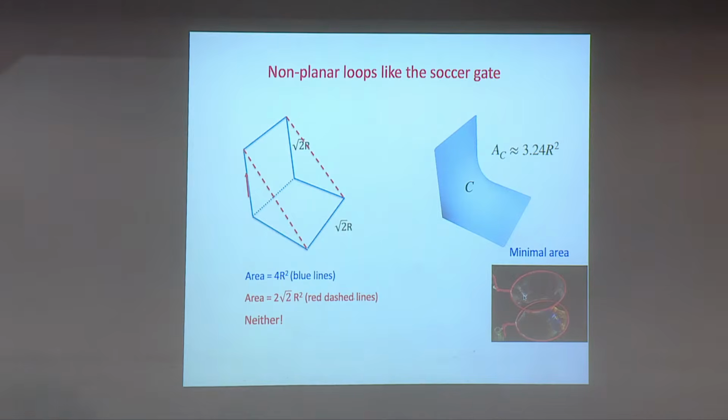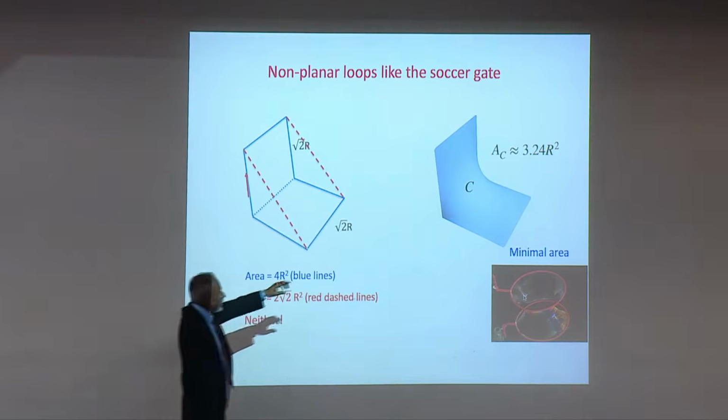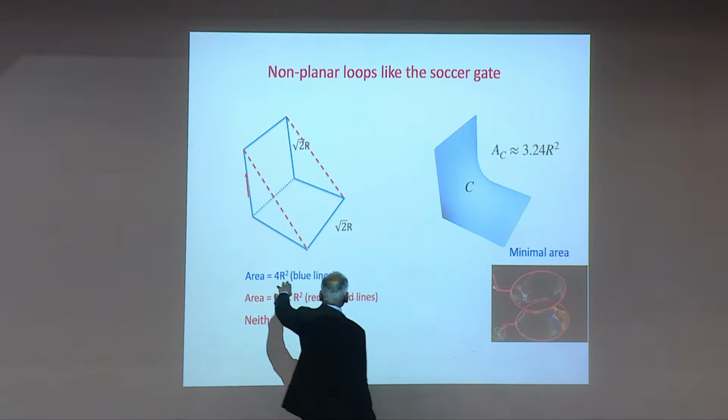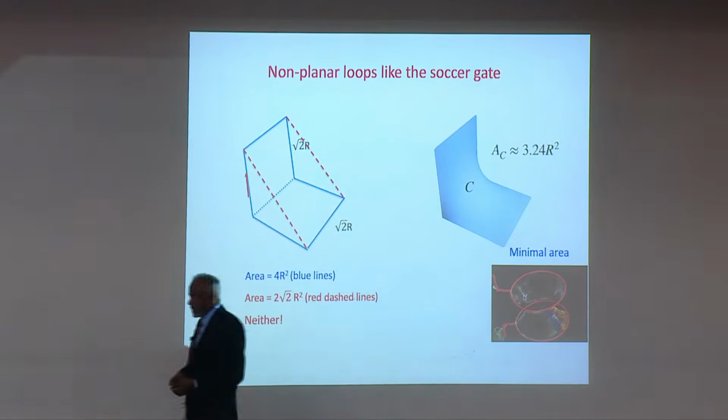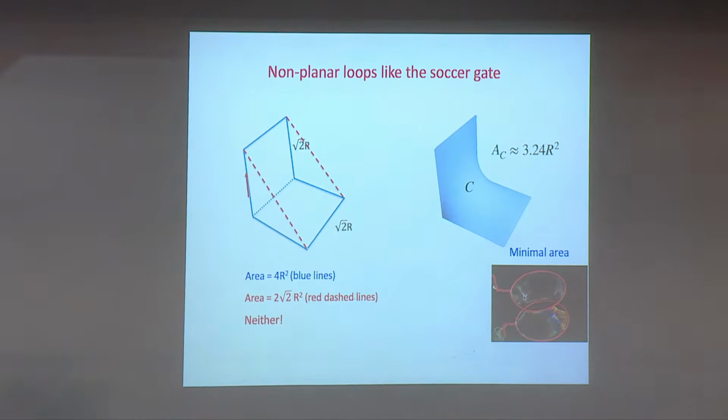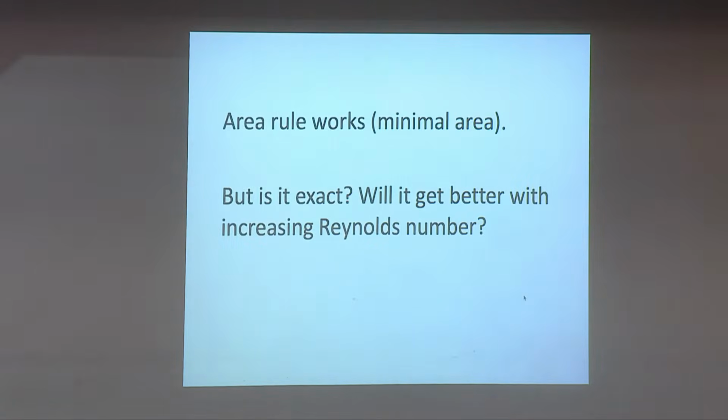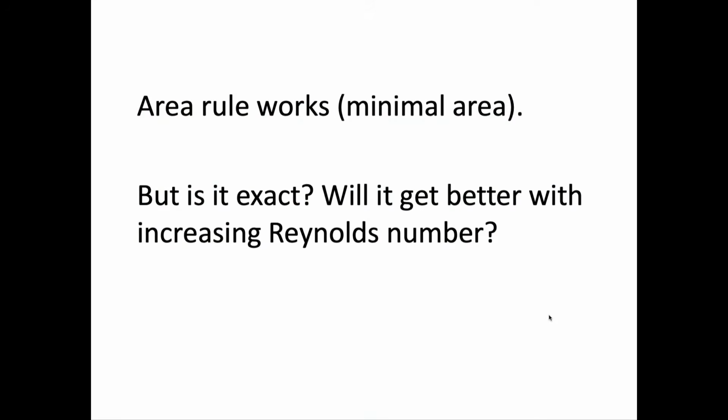There is a MATLAB program you can write, and that's what gives you that. So it doesn't look all that great, but that's the picture. But you can compute the minimal area to be 3.24 R squared, which is neither this nor that. And it turns out that is the right area to use for the circulation in order for it to follow what you see in planar things. So that is something to say. Area rule works for the minimal area. To summarize, area rule works as long as you use the minimal area.